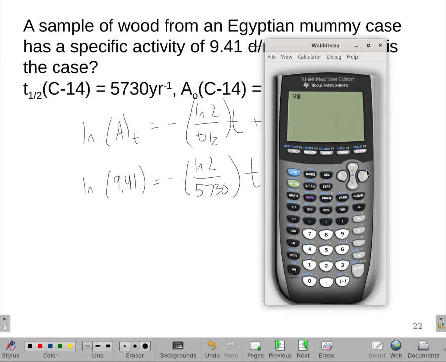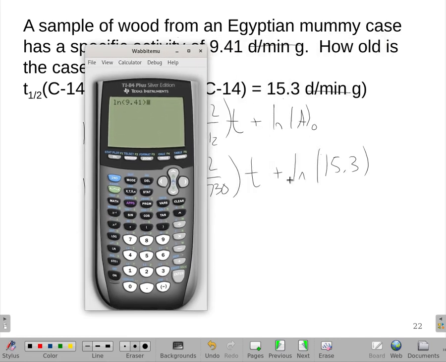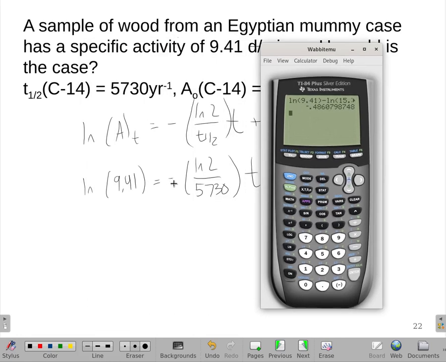But to solve it all the way out, we're just going to do the natural log of 9.41, minus the natural log of 15.3, and I do get a negative number, but that's going to take care of itself. So I'm going to take this number, multiply it by 5,730, and divide it by the natural log of 2, and I get a T of 4,020 years. I only got 3 significant figures.